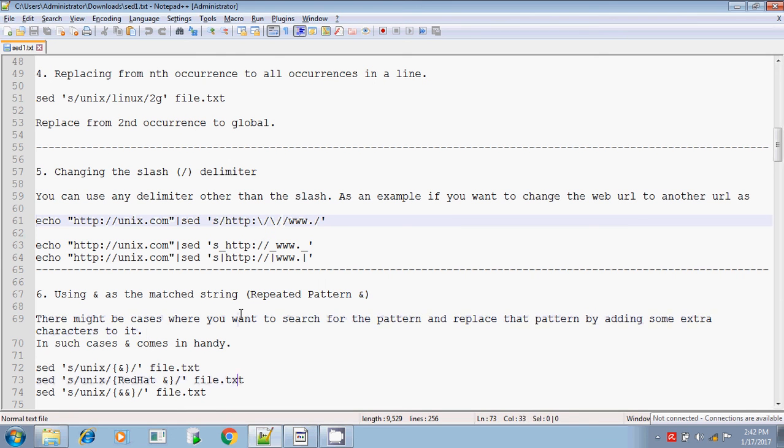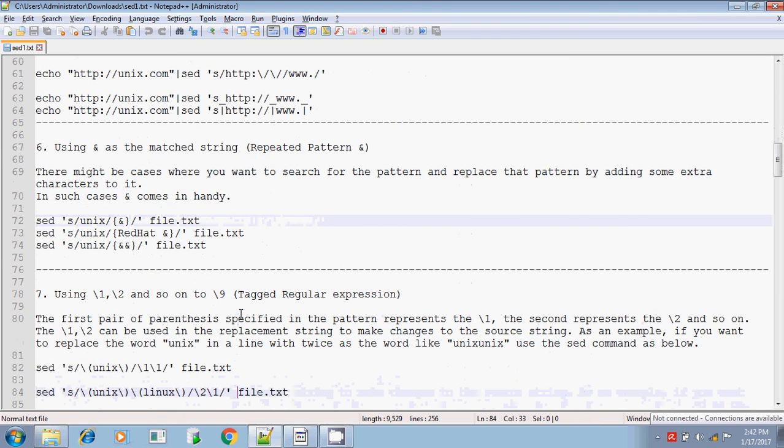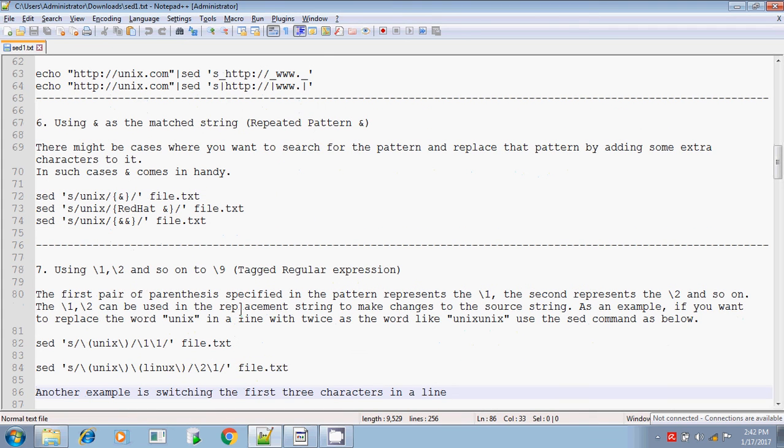Next, the remembered repeated pattern and the tagged regular expression we'll be discussing in the next upcoming session.